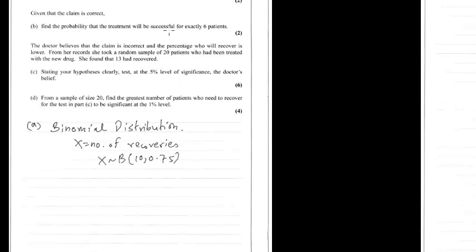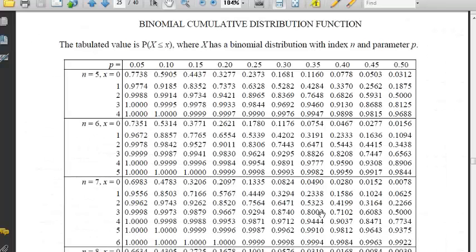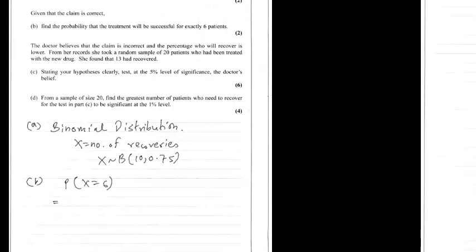find the probability that the treatment will be successful in exactly 6 patients. So B is the probability of X equals 6. Now in the table we don't have 0.75, in the table we have up to 0.5. So the probability given in the question was 0.75, so we cannot look up the table. Whenever you cannot look up the table, you can use the formula.